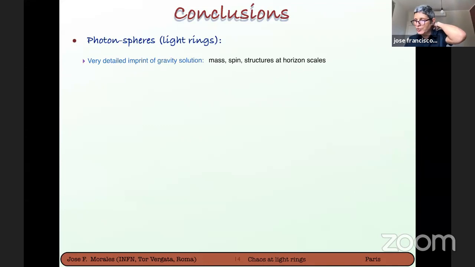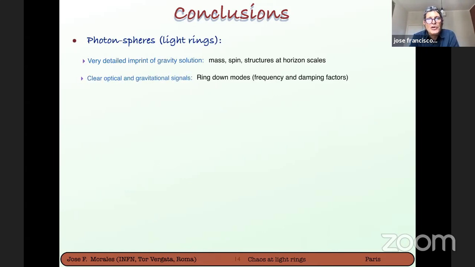Okay, I come to conclusions. I hope I convince you, or try to motivate you, that light rings provide very detailed information about gravity solutions that contain not just mass and spin, but can also say something about the structure at horizon scales. Therefore, I think it's worth studying. And in some sense, it's simpler to study than more general regions in the model space of geometry.